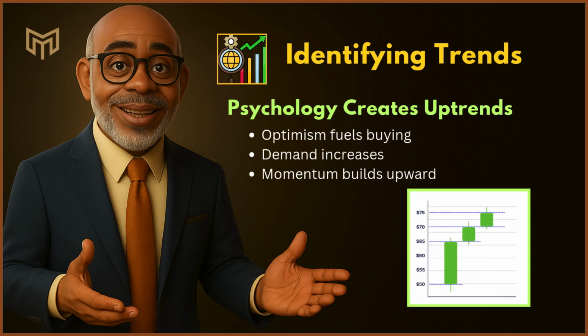Now consider the opposite scenario. A stock moves from $50 to $65 after news of a breakthrough product. Traders see opportunity and begin to anticipate easy profits. That optimism fuels buying. As demand increases, price continues higher, moving from 65 to 70, then to 75. This upward movement isn't accidental. An uptrend forms because traders are reacting emotionally to perceived opportunity. Increased demand, driven by optimism and expectation, pushes price higher over time.